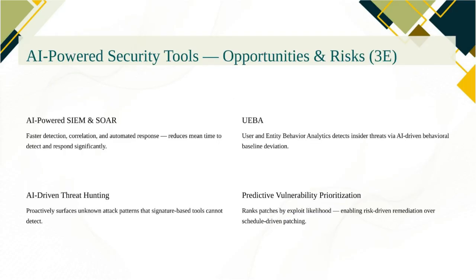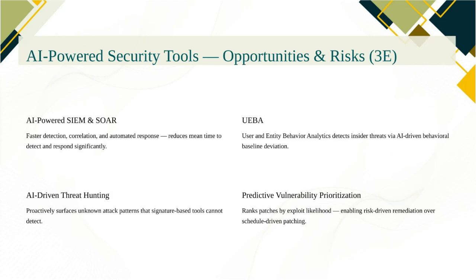AI is now being used as a security tool, and this creates both opportunities and new risks. AI-powered SIEM and SOAR platforms detect threats faster, correlate events across more data sources, and automate responses at machine speed. UEBA, User and Entity Behavior Analytics, uses AI to build behavioral baselines and flag anomalies that might indicate insider threats. AI-driven threat hunting proactively surfaces unknown attack patterns without waiting for an alert to trigger.